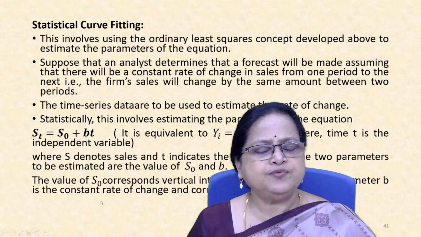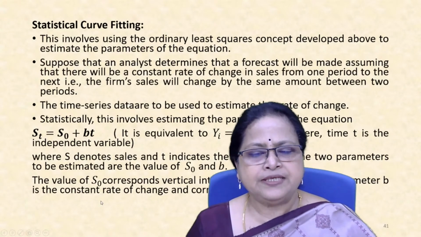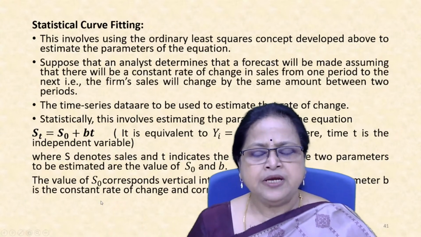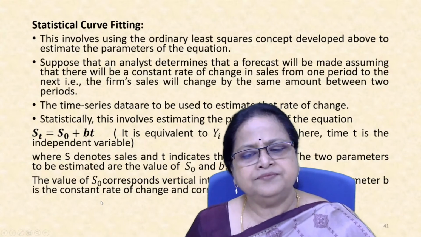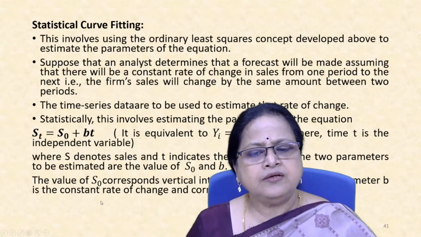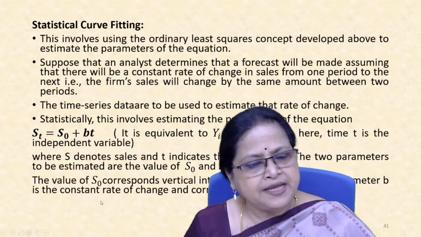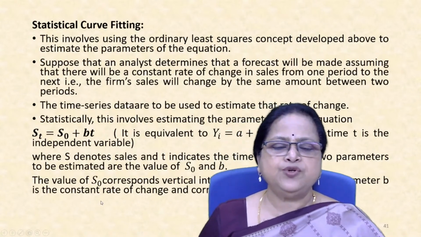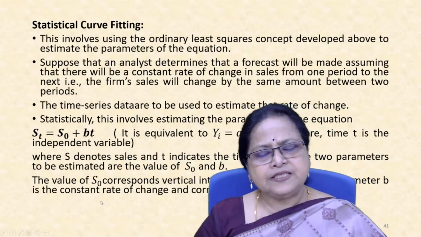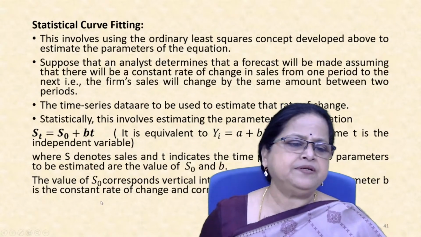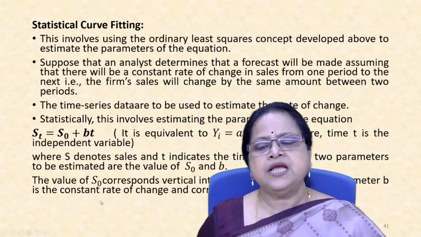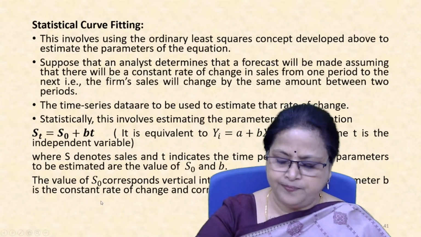The two parameters to be estimated are the value of S0, which is equivalent to A in our earlier example, and B is the coefficient, or you can say S0 hat and B hat, that way. The value of S0 corresponds to the vertical intercept, just like your A of the intercept of the line, and the parameter B is the constant rate of change and corresponds to the slope.